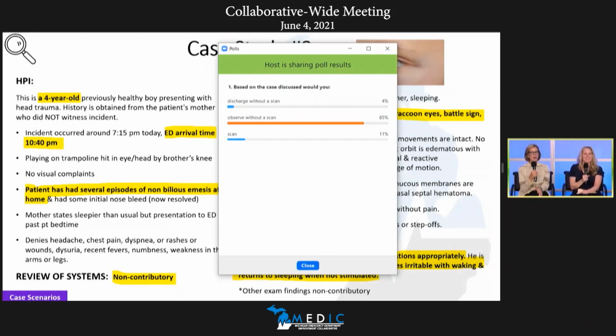Here we go. Okay. So we have 4% of you who would discharge the patient without a scan. 85% of you would observe without a scan. Awesome. And then about 11% would still scan.